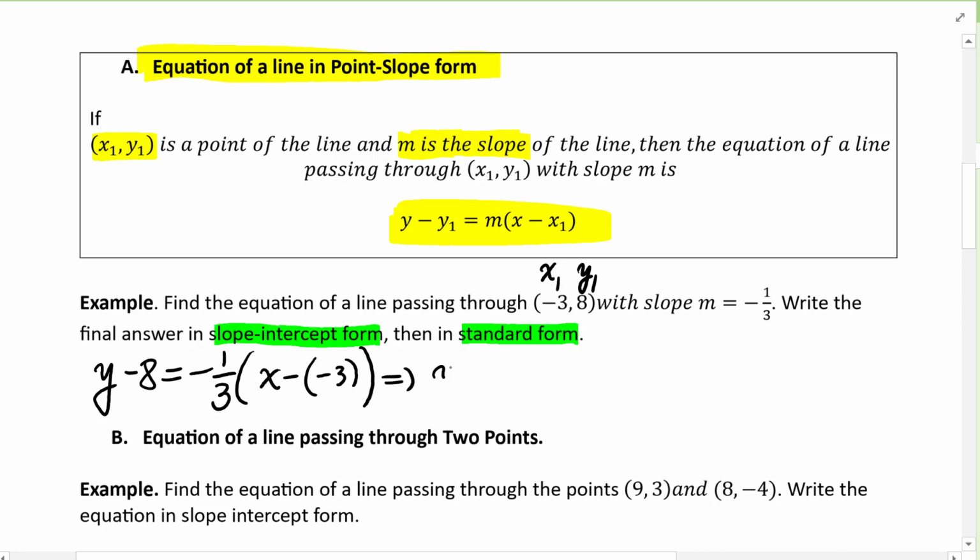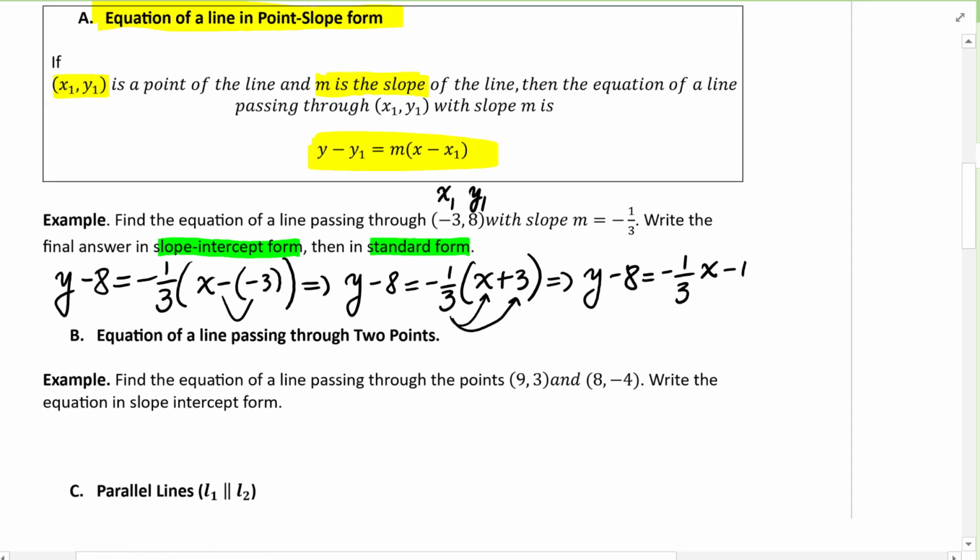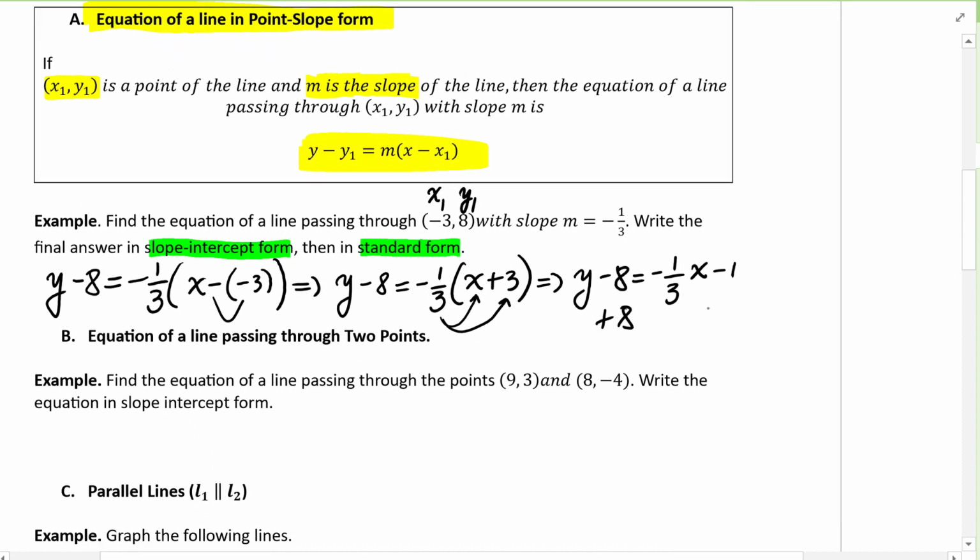So if we do a little bit of algebra, we get y minus 8 equals negative 1/3 times x plus 3, right? Negative 3. And so y minus 8 equals negative 1 over 3x, and negative 1 over 3 times 3 is minus 1. So in this case, if we add 8 to both sides, we get y equals negative 1 over 3x plus 7. So this format here is slope-intercept form, y equals mx plus b.